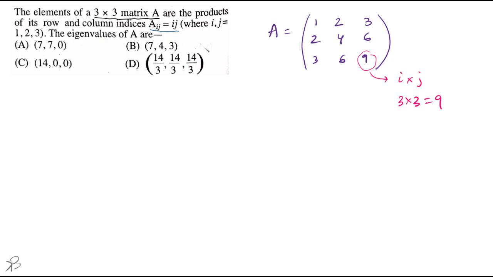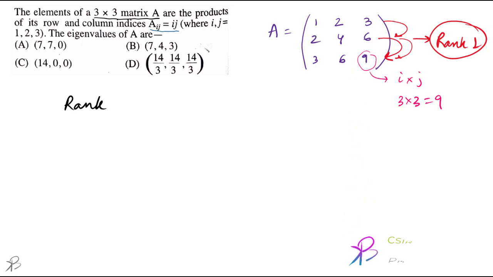Okay, now what is the rank of this matrix? If you subtract this from this, and then again this from this, you will ultimately get a rank of 1, right? So the rank of the matrix is 1. What does this mean? It means that two of the eigenvalues must be equal to 0. So if the eigenvalues are lambda 1, lambda 2 and lambda 3, lambda 2 will be 0 and lambda 3 will be 0, and we need to find lambda 1.